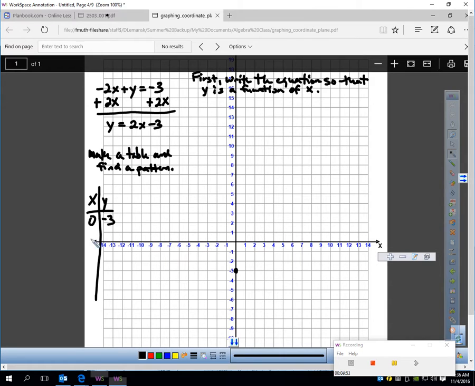My next point, let's plug in a 1. 2 times 1 is 2. 2 minus 3 is -1. Okay, let me graph that point. One right, one down.